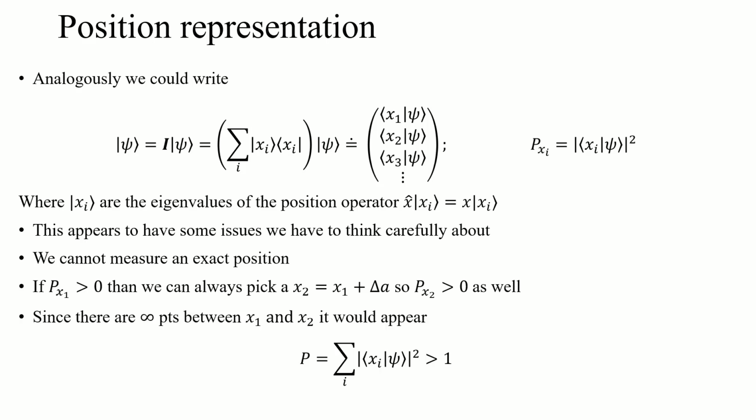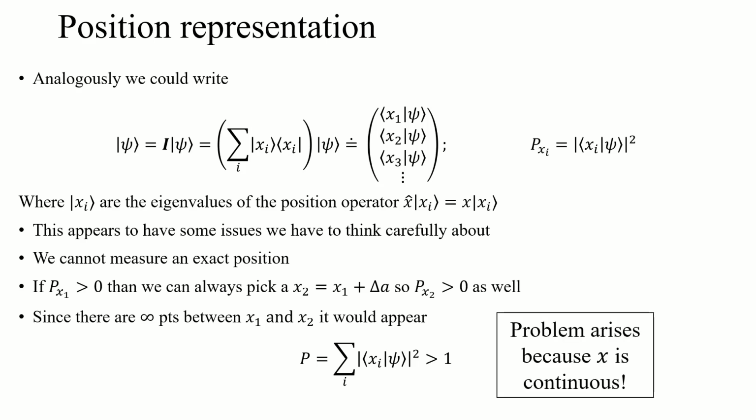However, since there are an infinite number of points between x1 and x2, this position is continuous. It would appear that the probability at all of those points between x1 and x2 would also have to be greater than 0. And if we add up an infinite number of those, it looks like the probability would be greater than 1, which is sort of a nonsensical thing to say, right? So we have to be careful about how we're actually dealing with this in this representation.